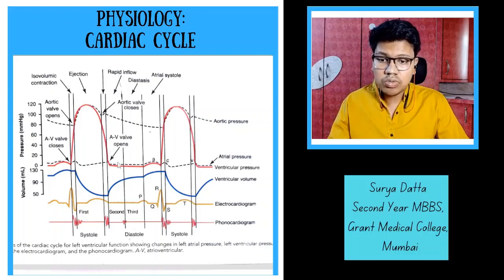So these two are the main things that people ask questions in. Apart from that, we have the ventricular volume, which corresponds to the various events which I am going to talk about, and I'll explain them in relation to this so you understand it better. This is simply the electrocardiogram.